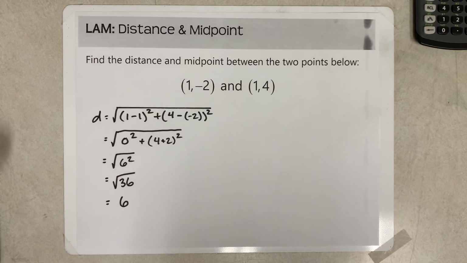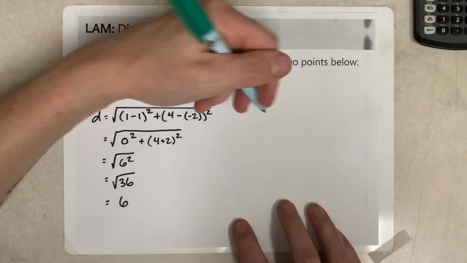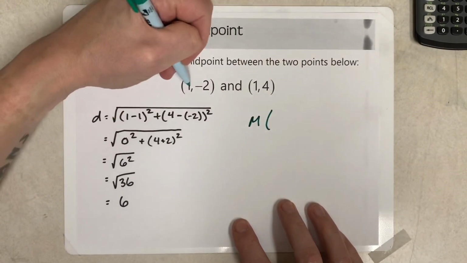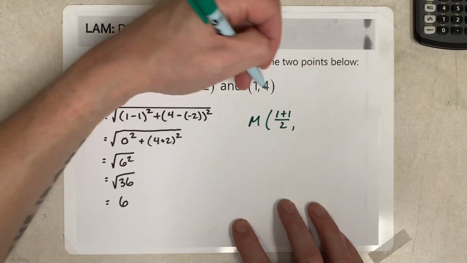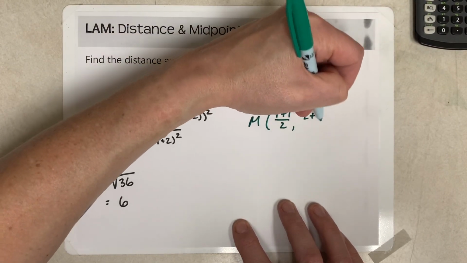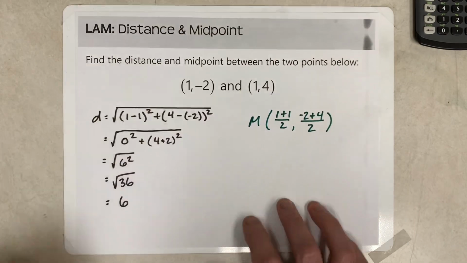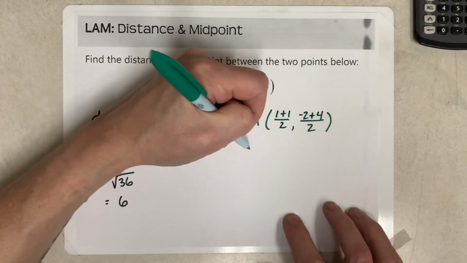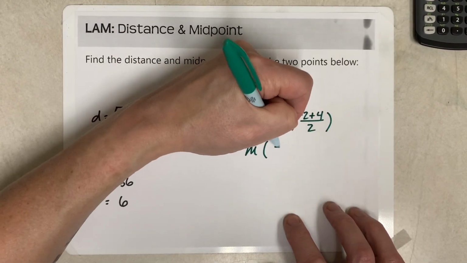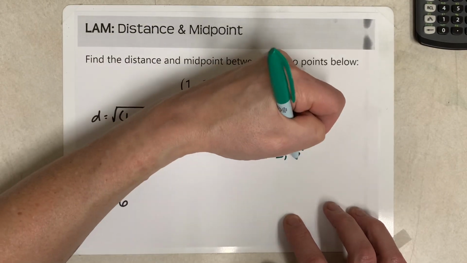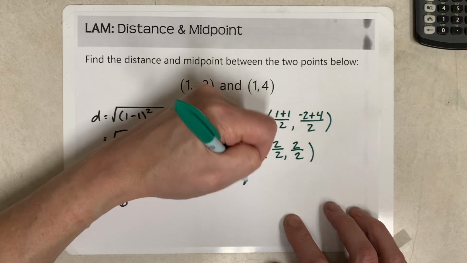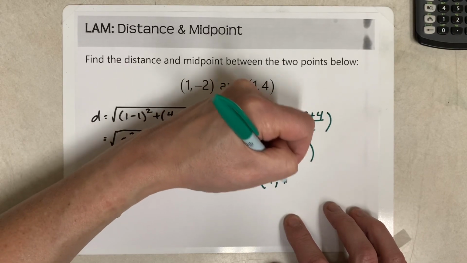Now let's do the midpoint. So our midpoint is going to be 1 plus 1 over 2 and -2 plus 4 over 2. It's always divided by 2 because it's the average. That's going to give us 2 over 2 and another 2 over 2. And that's finally going to give us for our midpoint 1, 1.